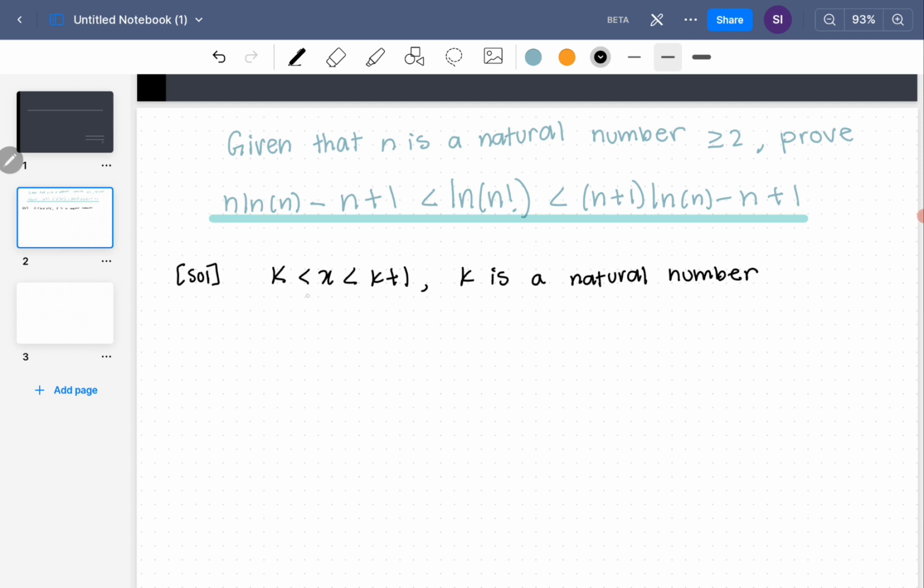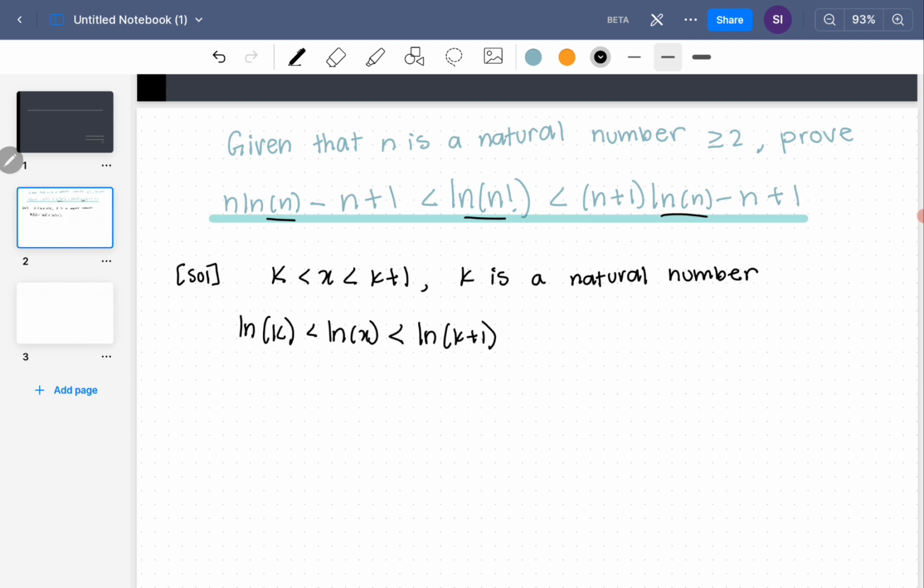So we have this k is less than x is less than k plus 1. What do we do next? Well, let's take the natural log of all of these functions. So that's basically saying natural log of k is less than natural log of x is less than natural log of k plus 1. Now that we got this, let's try taking the integral. And the reason I took natural log is because you see in the inequality we have to prove there are natural logs over here, here, and here. So we have to introduce that natural log.